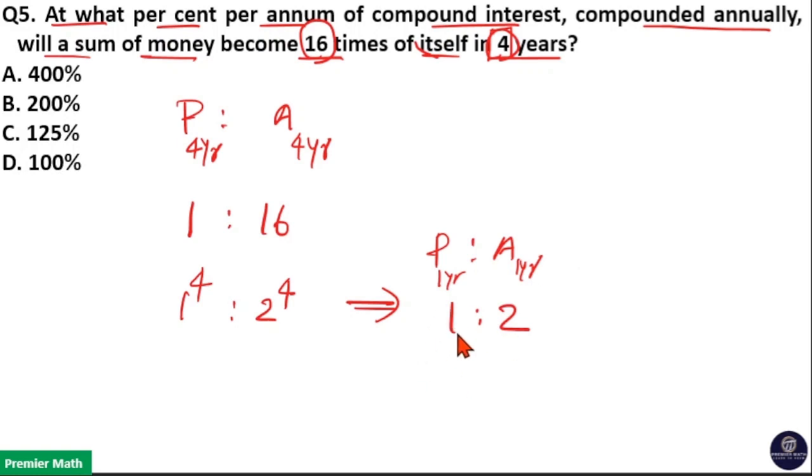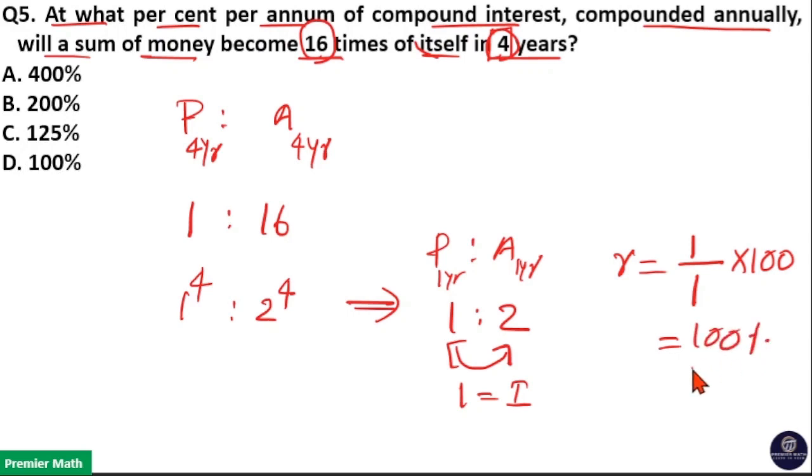That is, principal 1 becomes 2 at the end of 1 year. So if I take the difference between amount and principal, that is equal to 2 minus 1, 1 unit. So 1 unit is the interest here, interest received at the end of 1 year. So rate will become interest received, which is 1 out of this 1 unit principal. So if I convert it into percentage, multiply with 100. This will become 100%. So option D is your answer. That is 1 unit interest received from 1 unit principal. That means 100% is the rate here.